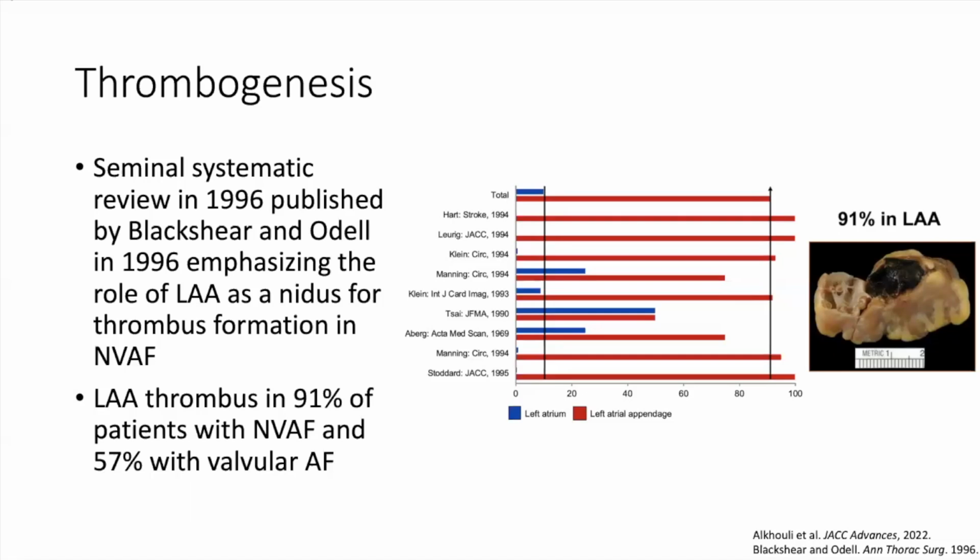What they did was look at studies of patients who were in atrial fibrillation and had some kind of study, whether it be echo, autopsy, or OR, to see where the thrombus was localized. For patients with non-valvular AFib, the thrombus was localized to the left atrial appendage 91% of the time, and for valvular AFib, 57% of the time. So this is a very important structure when it comes to clot formation in the context of atrial fibrillation.